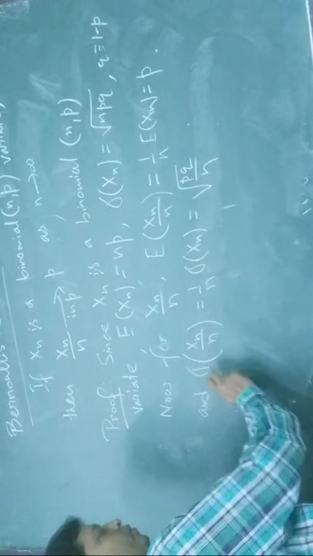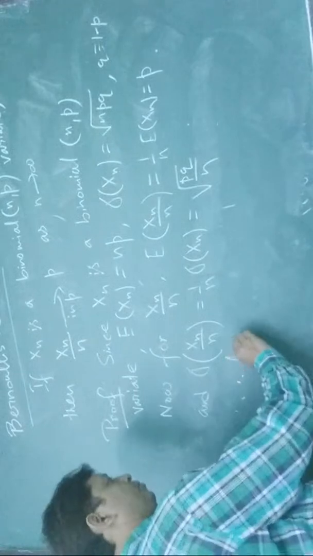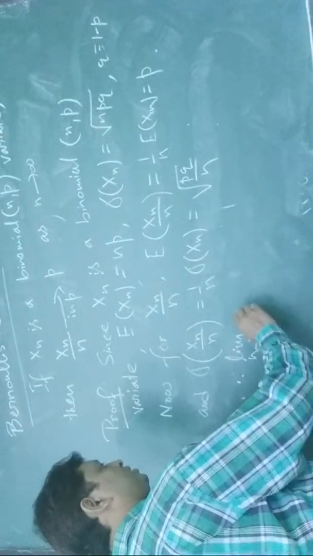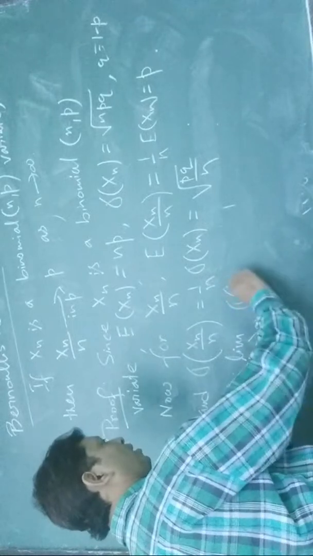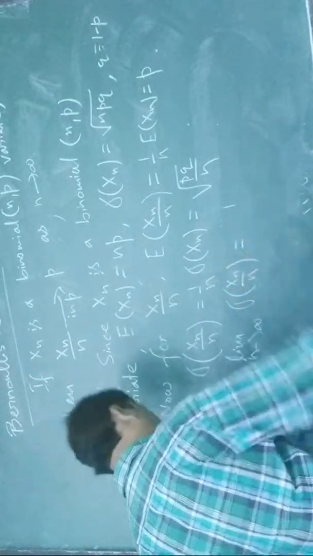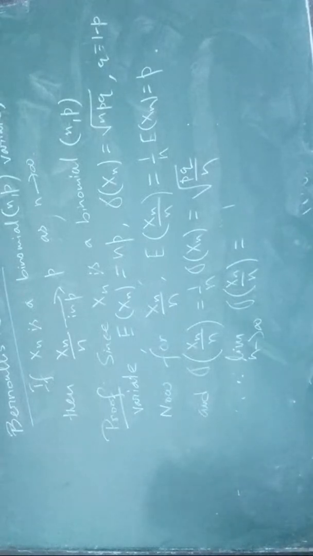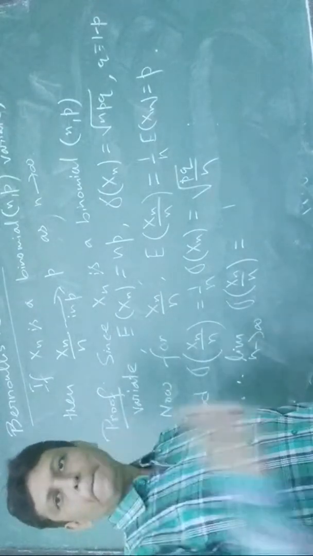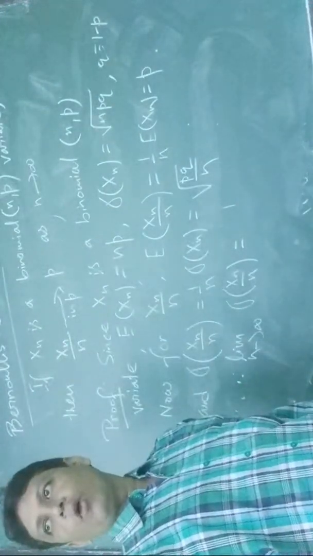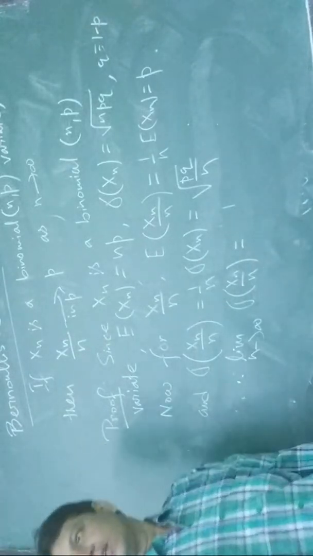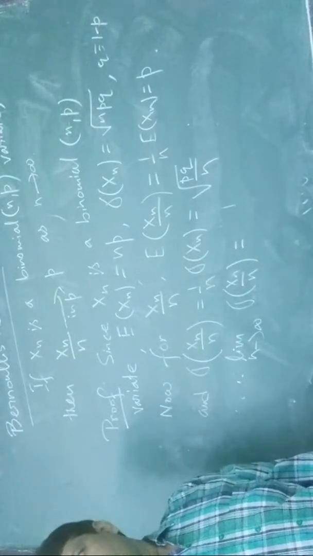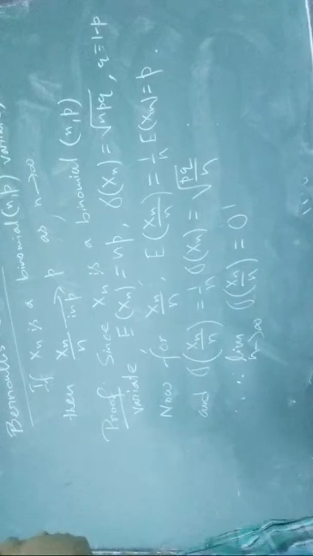Therefore, limit n tends to infinity. Okay, let me show you at the top. Limit n goes to infinity, sigma n by n. What is the value of this limit? Zero. Obviously zero.